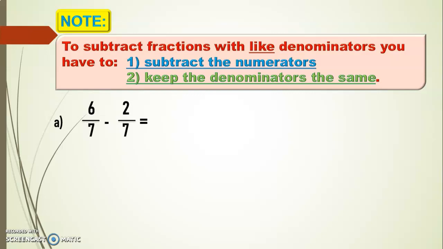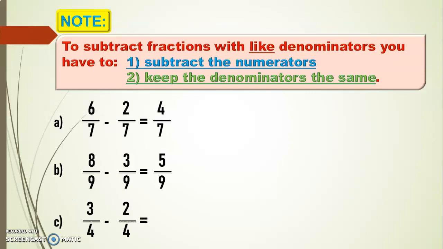Number A, 6 over 7 minus 2 over 7. 6 minus 2, it will be 4, and we will keep the 7. Number B, 8 over 9 minus 3 over 9. 8 minus 3, it will be 5, and we will keep the 9, it will be 5 over 9. Number C, 3 over 4 minus 2 over 4. 3 minus 2, it will be 1, and we will keep 4, it will be 1 over 4.